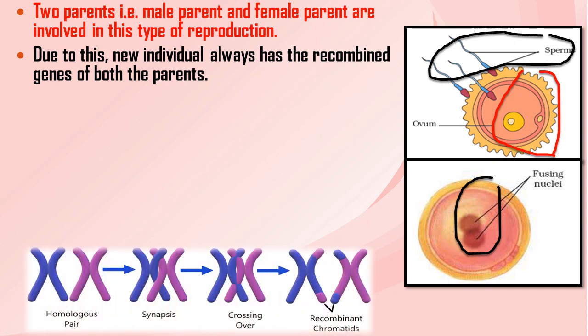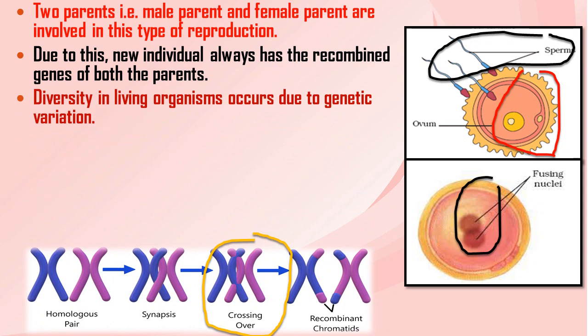And we have seen in the process of meiosis that crossing over, or recombination of homologous chromosomes, takes place, and due to this the characters will be different from the parents.